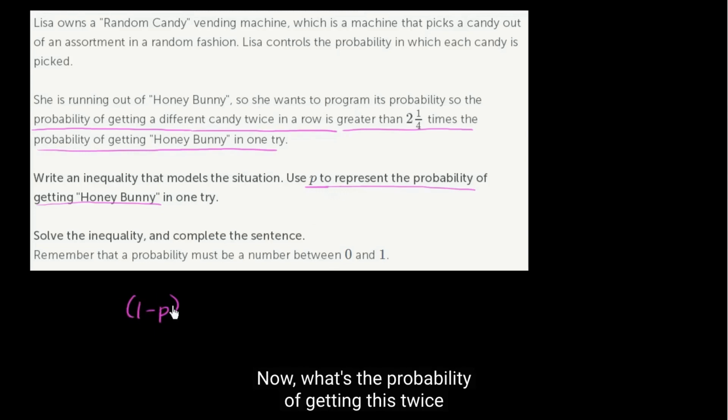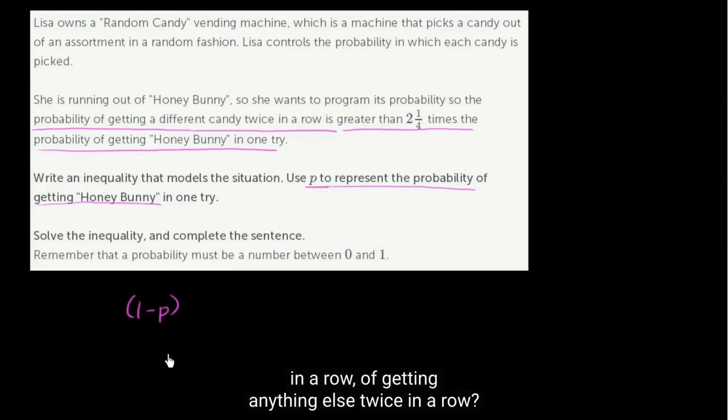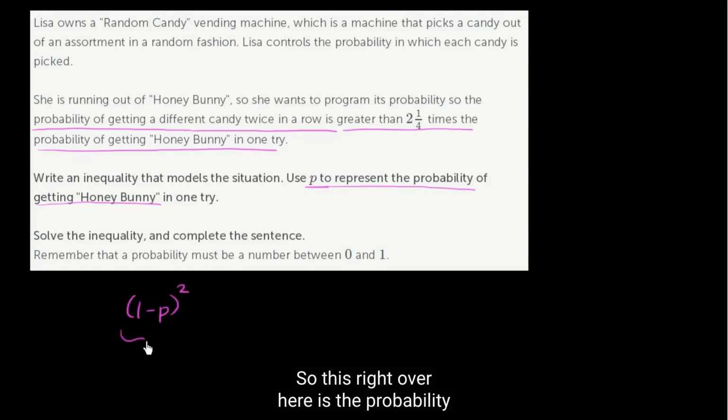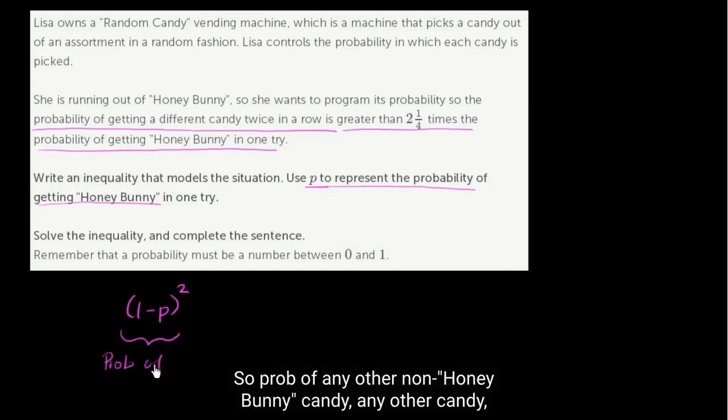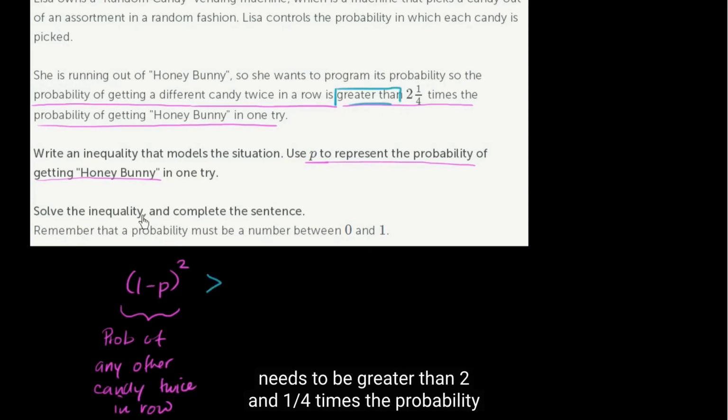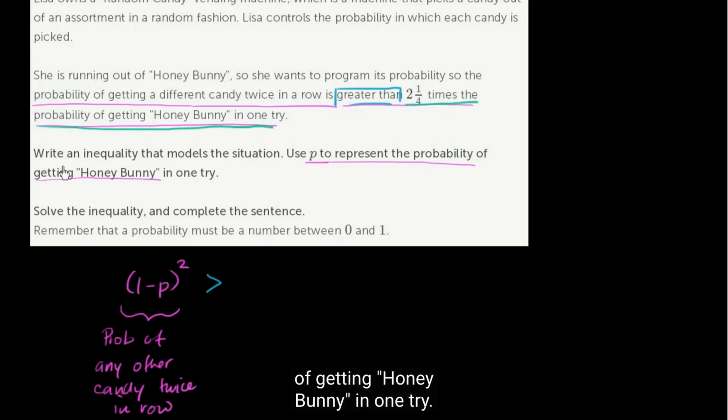If you have a probability of P of getting honey bunny, well, then it's 1 minus P of anything but honey bunny. Now, what's the probability of getting anything else twice in a row? Well, you're just going to multiply this probability times itself. It's going to be 1 minus P times 1 minus P, or we could just write that as 1 minus P squared. So this right over here is the probability of getting any other non-honey bunny candy twice in a row. Now they tell us that this probability needs to be greater than 2 1/4 times the probability of getting honey bunny in one try.